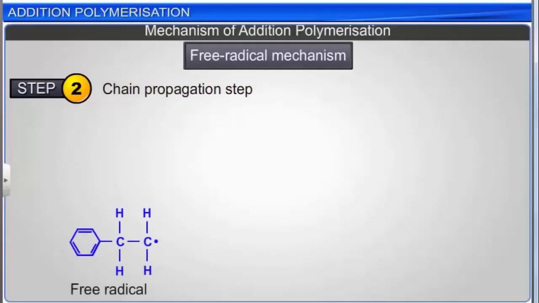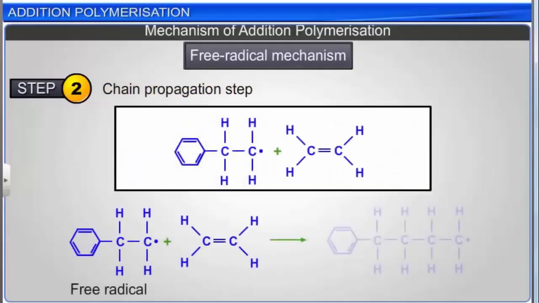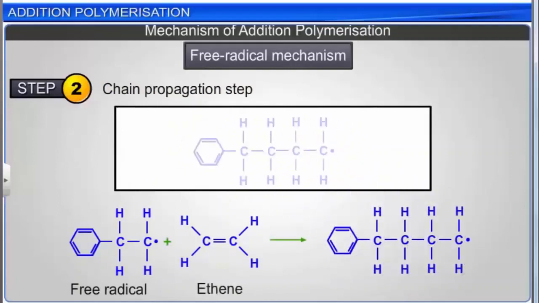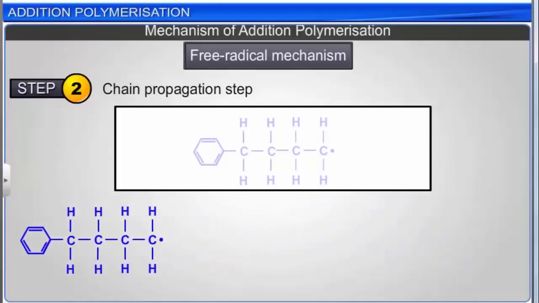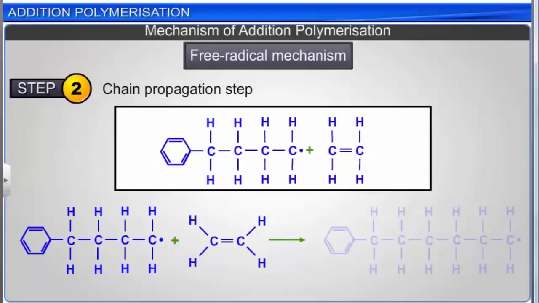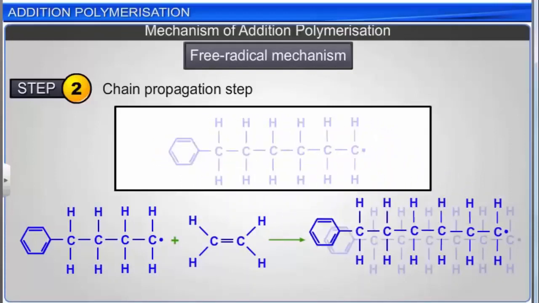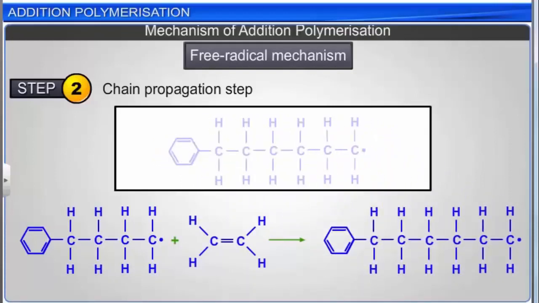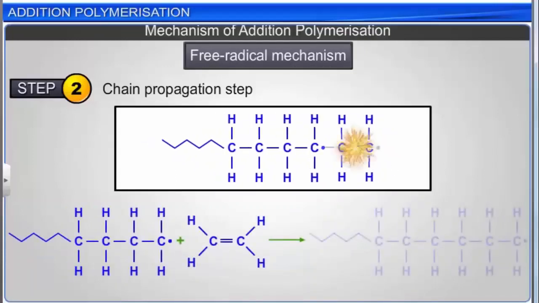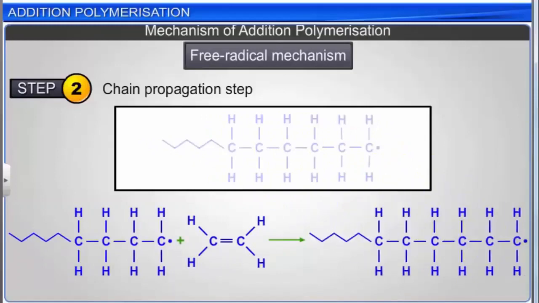The radical generated at the end of the chain initiation step reacts with another monomer, ethene, to form a new and bigger radical. This radical attacks another molecule of ethene to form a still bigger radical. The series of reactions continues. As a result of this chain reaction, the alkyl chain grows longer and longer.